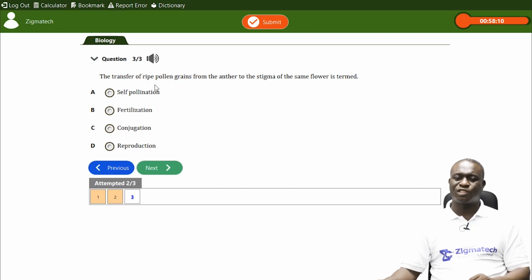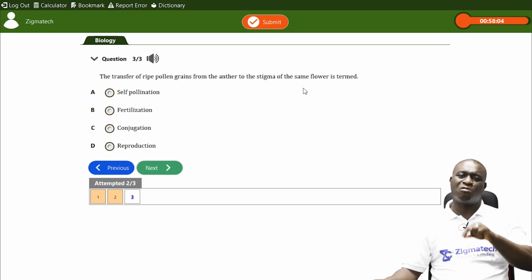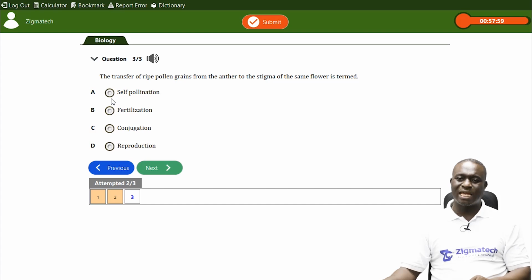Number 3 says the transfer of pollen grains from the anther to the stigma of the same flower is referred to as what? A is the correct answer, which is self-pollination. Self-pollination, not fertilization, not conjugation, not reproduction. Self-pollination. All right. So let's take a look at UTME also.